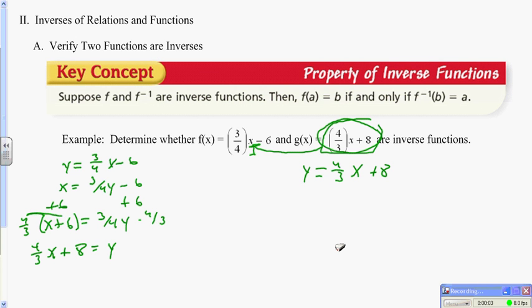Lesson 7.8, Inverses of Relations and Functions, Part B.